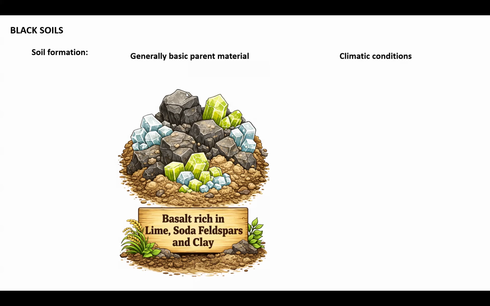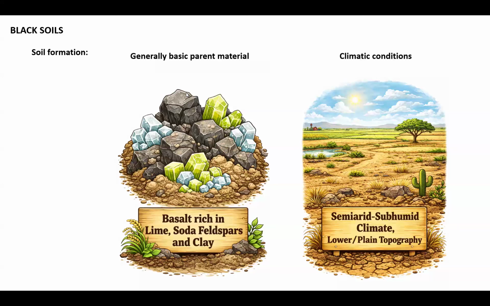And the climatic conditions: we can see these black soils in semi-arid and subhumid climatic conditions, mostly in lower and plain topographic conditions, which is very convenient for the formation of these soils. So the parent material will be basic, rich in basalt, limestone, soda feldspars and some other clays. And under what type of climatic conditions can we see them? We can see them in a semi-arid and subhumid climate, which is very favorable for the formation of black soils.